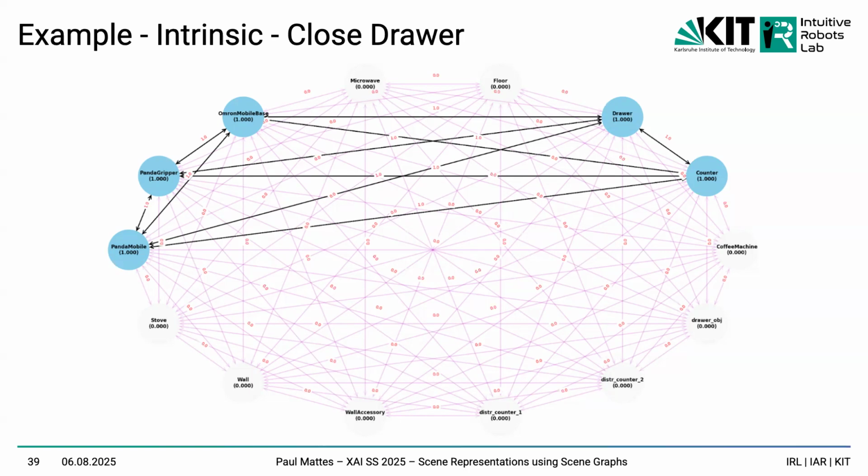So in this case, we told it, hey, if you want to close the drawer, maybe you should focus on the robot and on the drawer and the counter, because the drawer is in the counter, right? And then if we did it on a rollout, it was actually successful in doing the task, still excluding all the other nodes, which are not necessarily needed for the task execution.